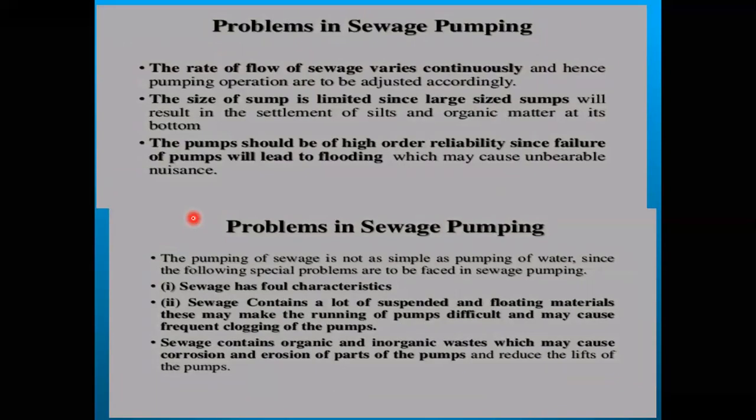So, coming to us, what are the major problems in the sewage pumping system? The rate of flow of sewage varies continuously and hence pumping operations are to be adjusted accordingly. That is right, so it depends upon the application, the locality, and the community, how many people are living in the domestic area; automatically fluctuations generally happen.